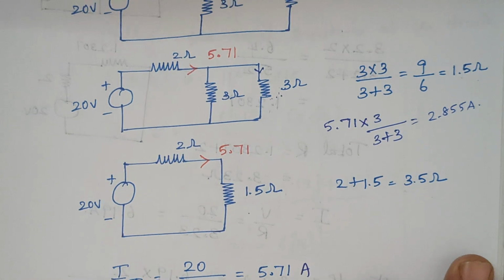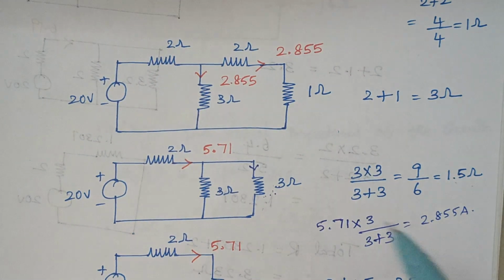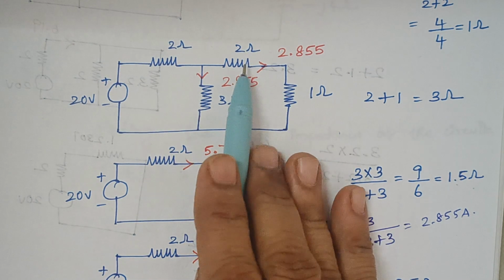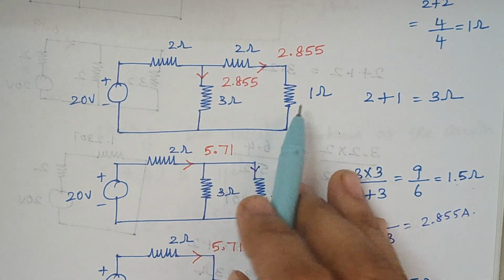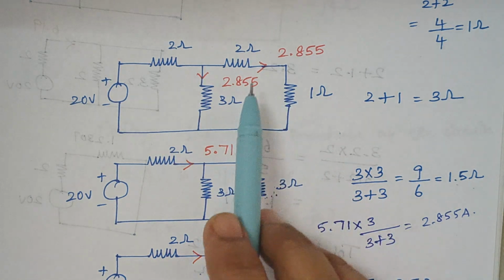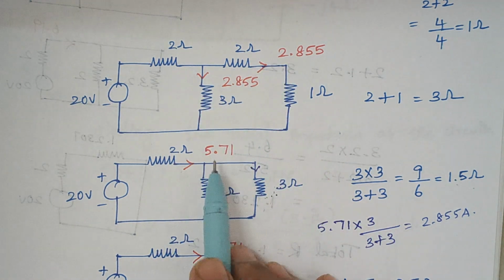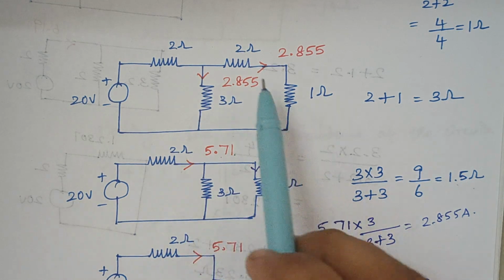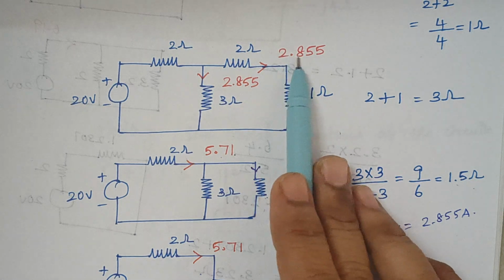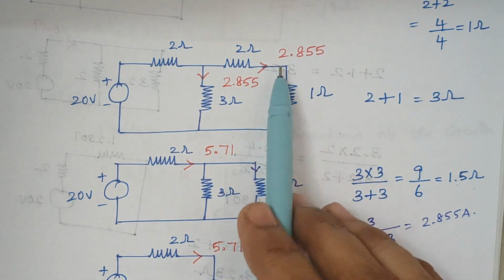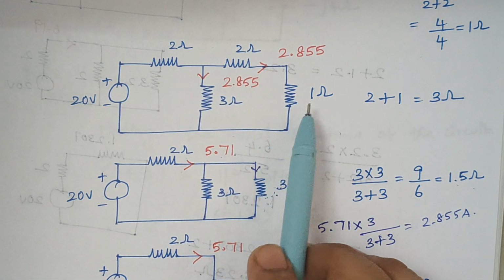So next thing is, when you gradually move upwards, you see this 3 ohm is nothing but it is a combination of 2 ohm and 1 ohm resistance. Right. Therefore, the current that is 5.71 gets divided into two part. Okay. That is 2.855 and 2.855. So now this current, okay, this flows through this 1 ohm resistor.